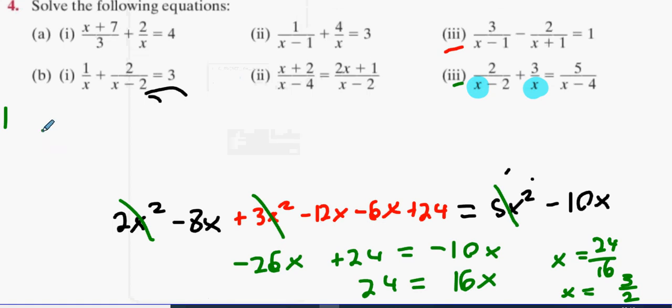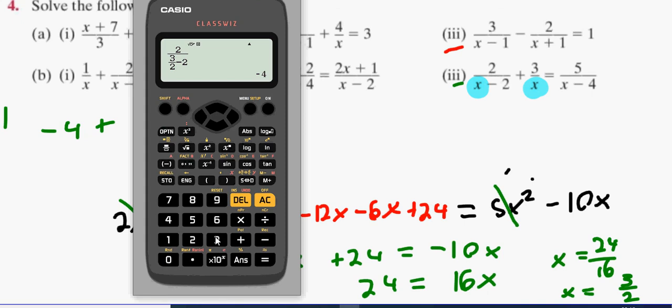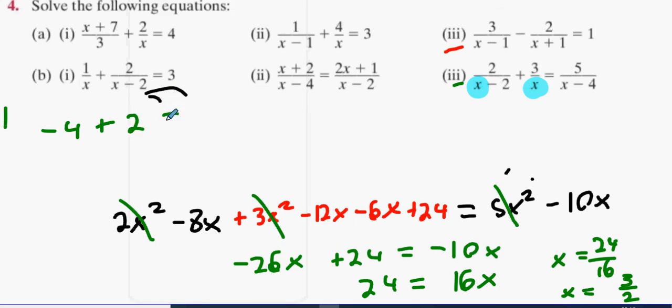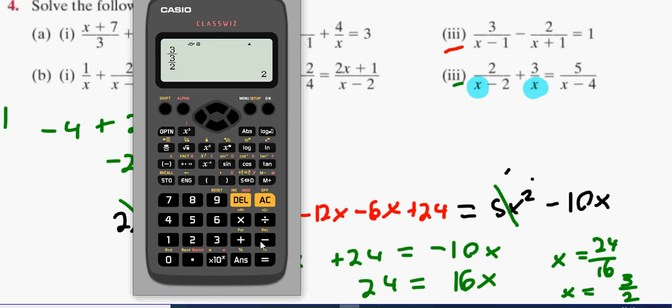What about the next one? 3 divided by 3 over 2. Minus 4 plus 2 is minus 2. And what about the other side? 5 divided by 3 over 2. Take away 4. And you can do this in the exam. And that's also minus 2.